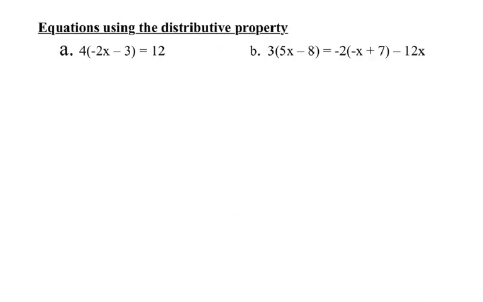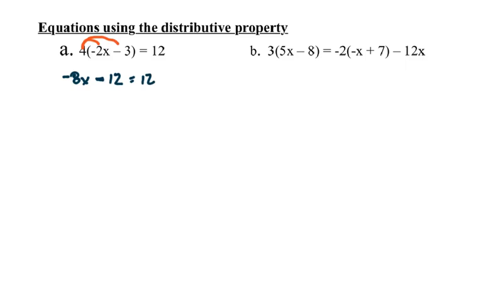All right, last set of problems, just 2 this time, but they've got pretty much all of the steps going on. Let's take a look at A. We've got a distributive property problem. The first thing that we're going to do, anytime that we have parentheses, we are going to distribute. And that means 4 times negative 2x is negative 8x. And 4 times negative 3 is negative 12, which equals 12.